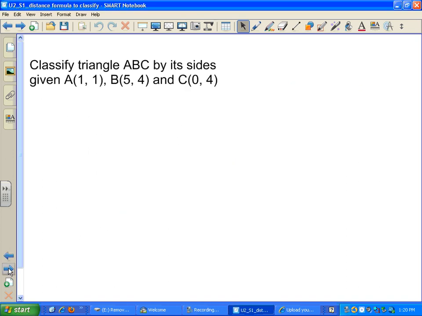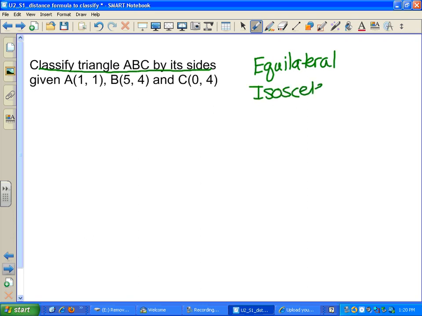So I want you to classify triangle ABC by its sides, and they give you some vertices. So first, let's remind ourselves what it means to classify a triangle by its sides. It can either be equilateral, meaning all the sides are the same. It can be isosceles, so two congruent sides, or it could be scalene, where none of the sides are congruent.